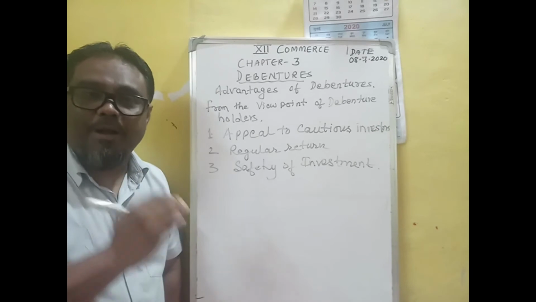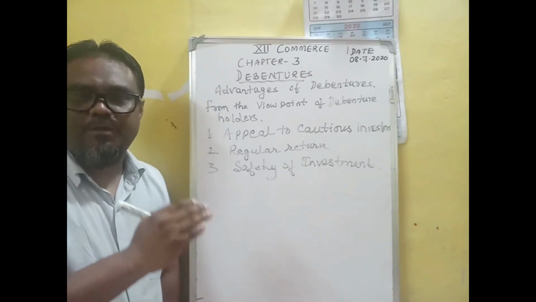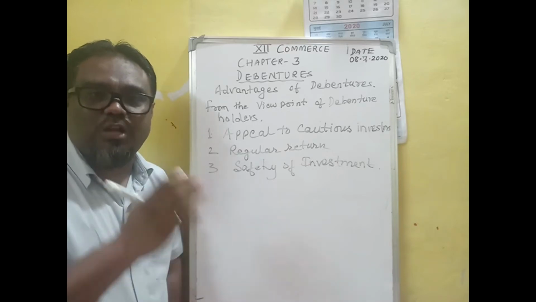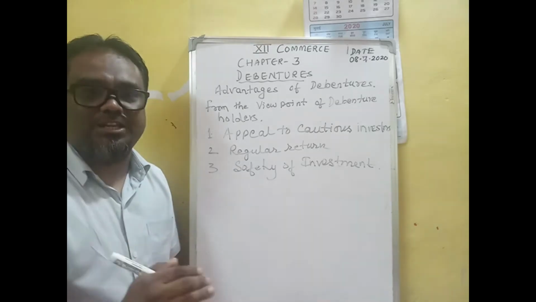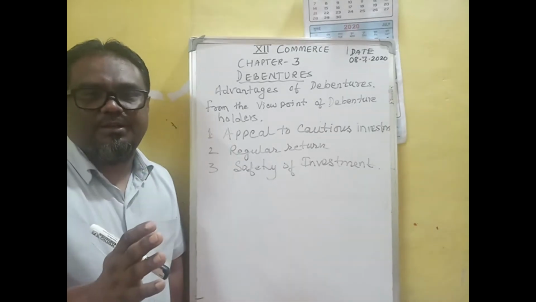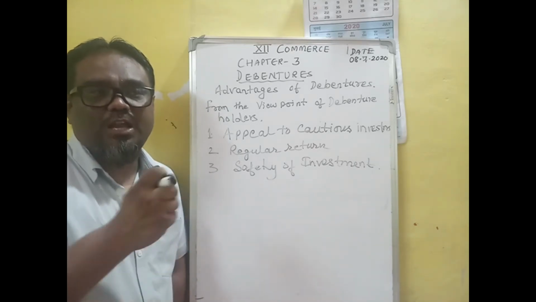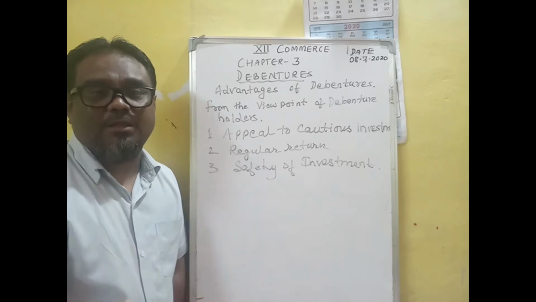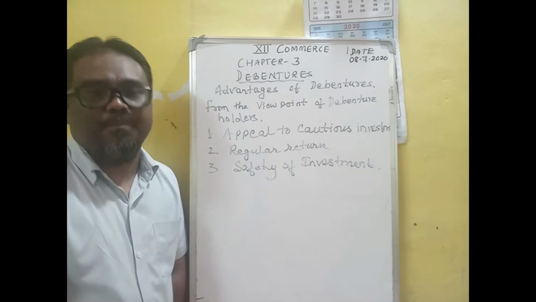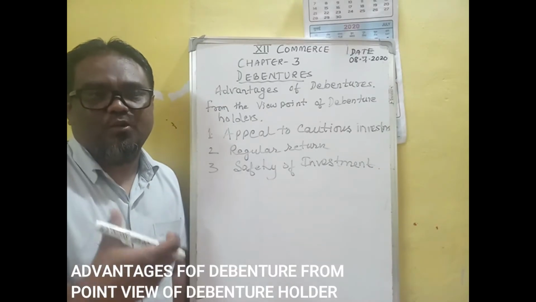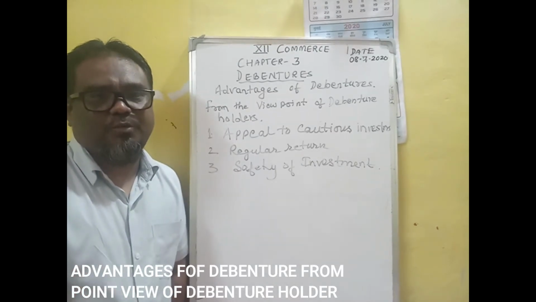That's why the money of the investors is safe here. Debentures are always issued on the security of the assets, the mortgage of assets. So if the company cannot repay the debenture holders' money, their money is secured by the assets of the company. When the company issues debentures, the company's assets are under mortgage.